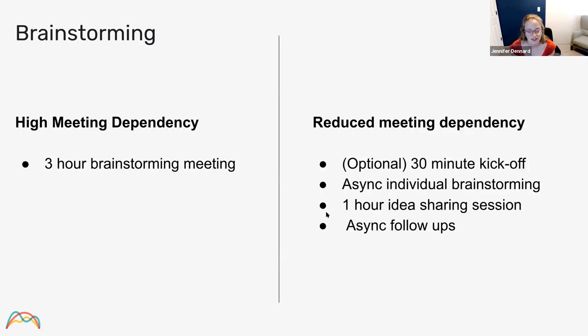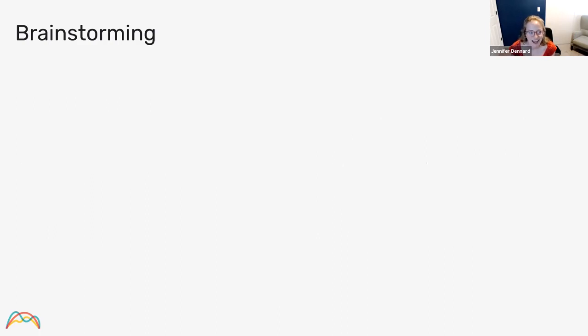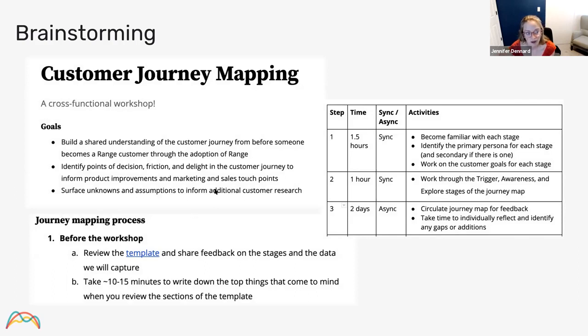And so what this looks like is, instead of having a 3-hour or even all-day brainstorming meeting, like a team planning meeting or things like that, you can do an optional short kickoff meeting, then separate into brainstorming for a few days, and then have a final session where you follow up and share your ideas and bounce them off each other. And one, this gives more time to create those ideas, but also prevents everyone from being in a 3-hour Zoom call, which no one wants to be in. And here's an example from a customer journey mapping session that we did. I don't know if you've ever been in one, they can actually take an entire day.